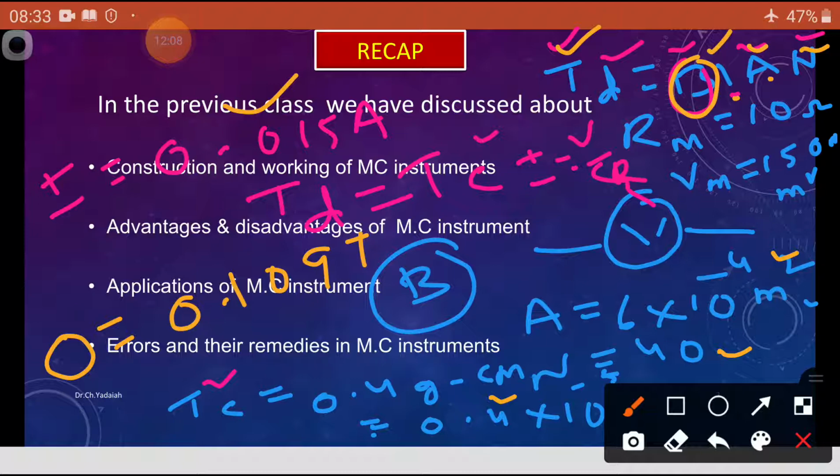By applying Ohm's law, the maximum deflection voltage is 150 millivolts divided by 10 ohms, and we get the current. Area is directly given and N is directly given. By simple substitution of these values, we get the unknown value, B is equal to 0.109 Webers per meter square. This is the one problem.